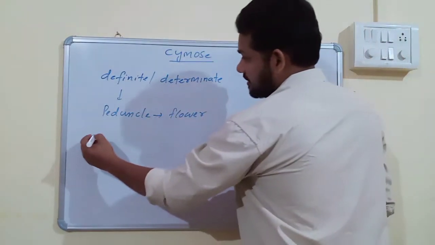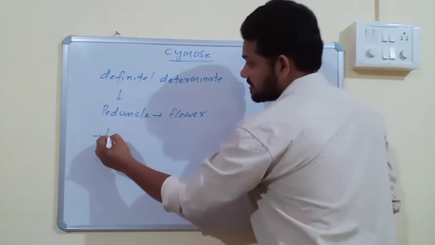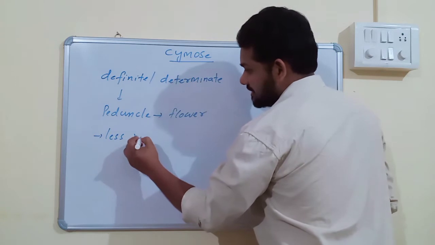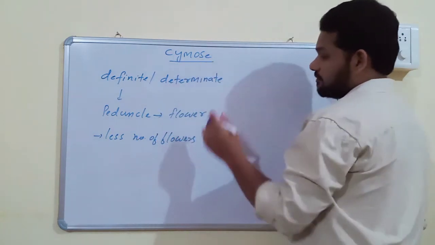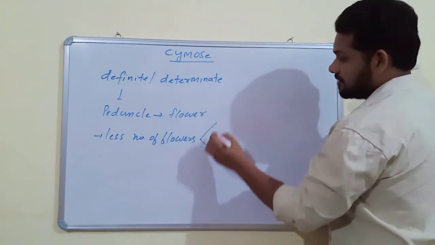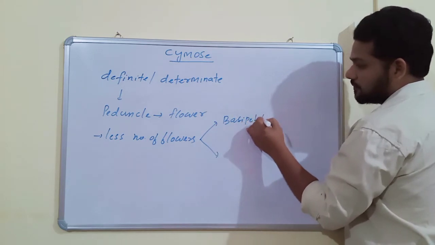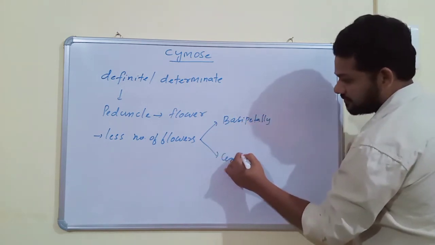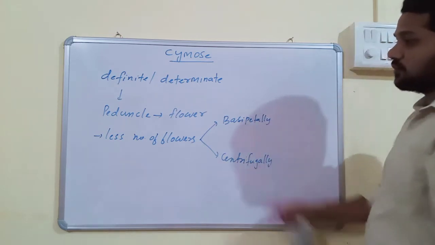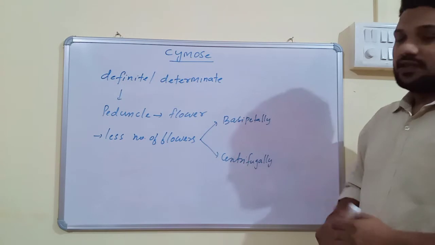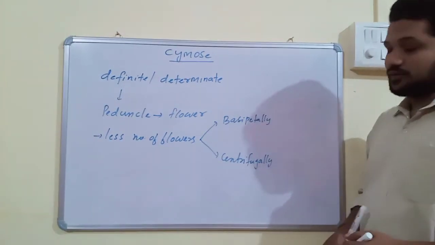Compared to racemose inflorescence, the peduncle bears a smaller number of flowers. In cymose inflorescence, the flowers are arranged either basipetally or centrifugally, that is, in basipetal succession or in centrifugal succession.